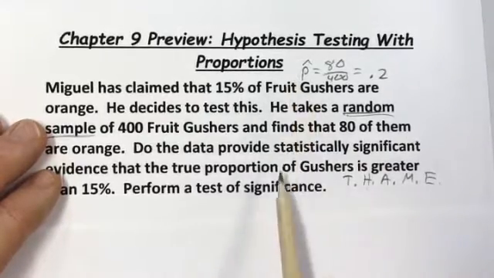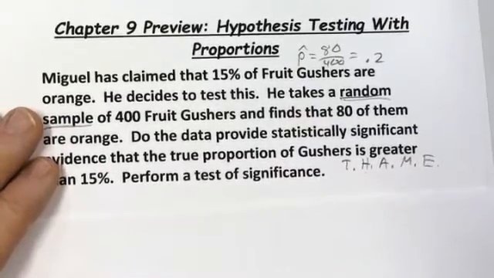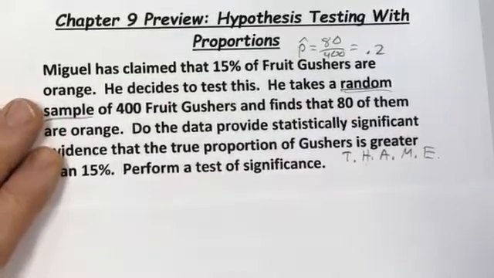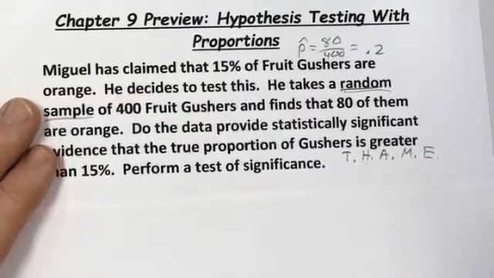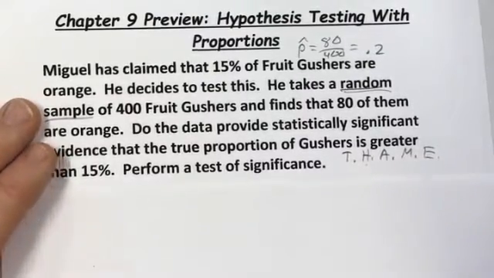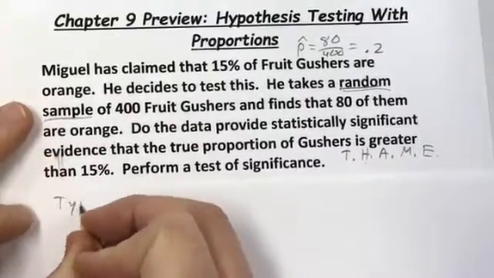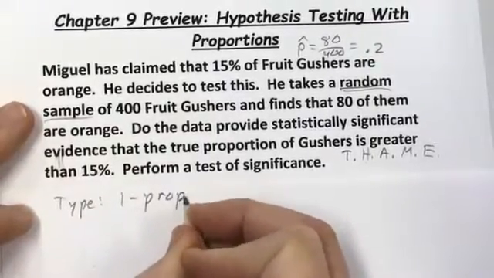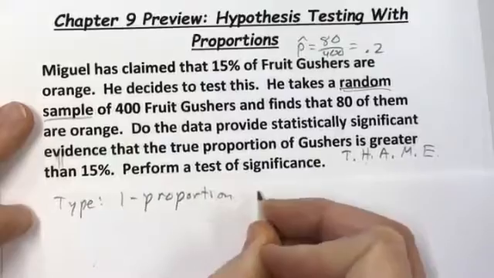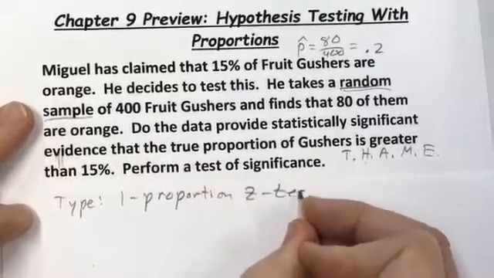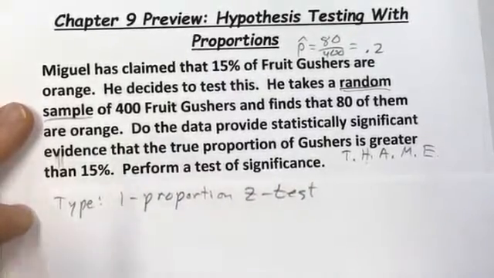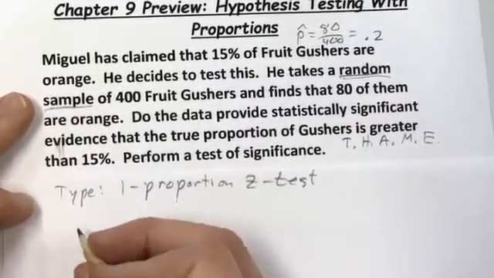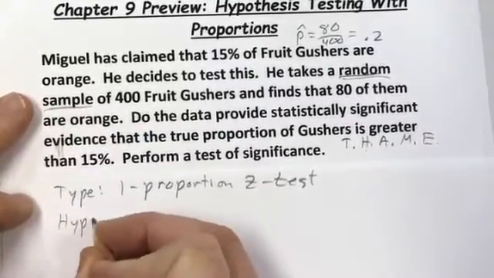Whenever you're doing a hypothesis test or a test of significance, we have to write out hypotheses, and that's going to take a little bit of practice. But here we go. The T is the type of inference, and the type of inference that we have here is a one proportion z-test. If you forget that name, it's on your calculator, and I'll show you that in a minute. Then this is going to be new for us. We have to write out some hypotheses.